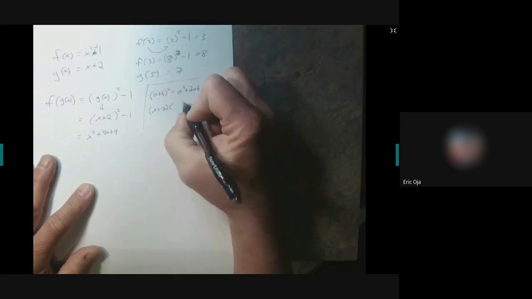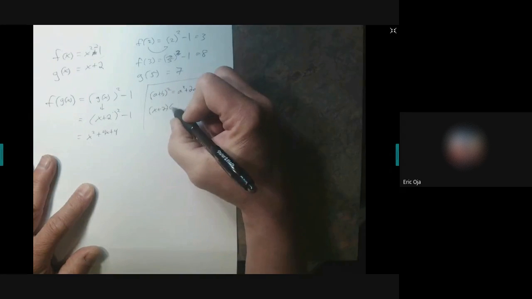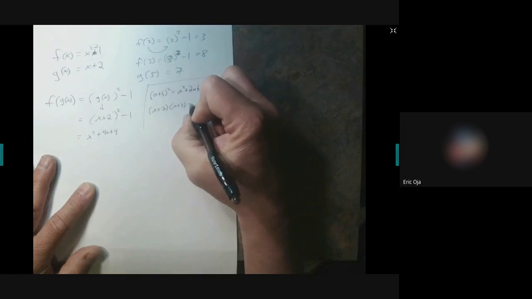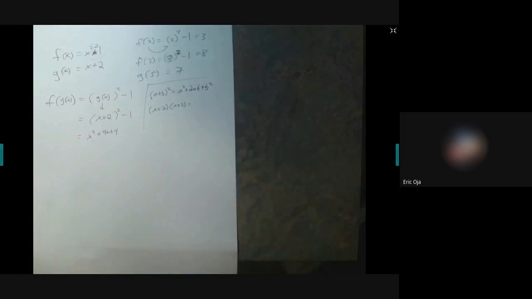Then all you'd have to do is, when you do x plus 2 squared, you would just do x plus 2 times x plus 2. Well, this would be the same thing. Actually, yeah.